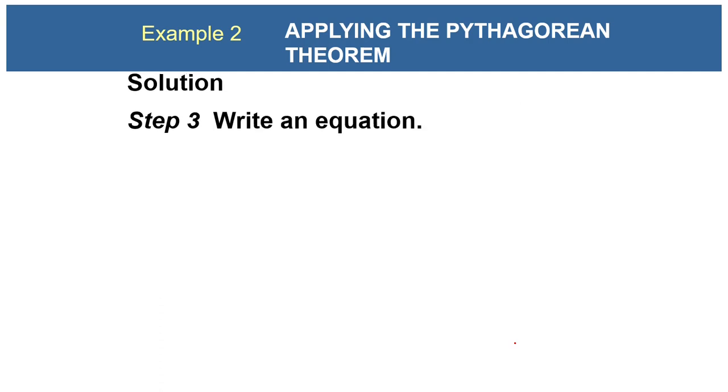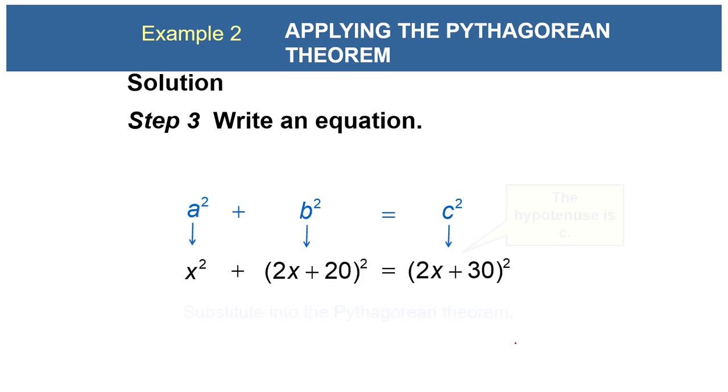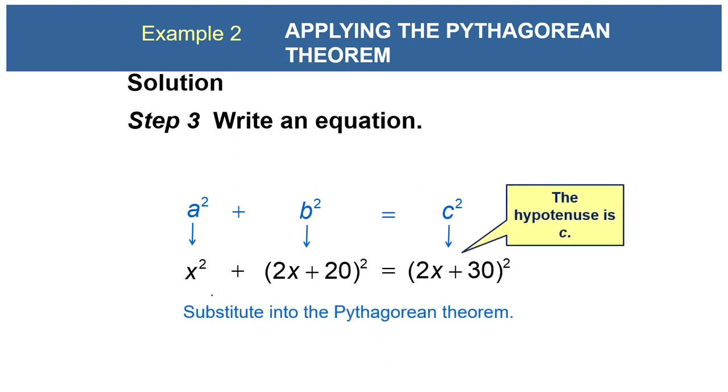Let's write an equation. We're going to use the Pythagorean theorem for this. A squared plus b squared equals c squared. And so x squared plus (2x plus 20) squared equals (2x plus 30) squared. And now we can FOIL this out and try to solve for x. So let's FOIL this out. We'll do the scratch work here on the bottom.